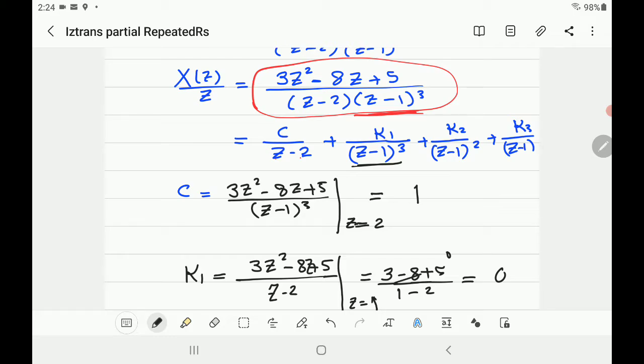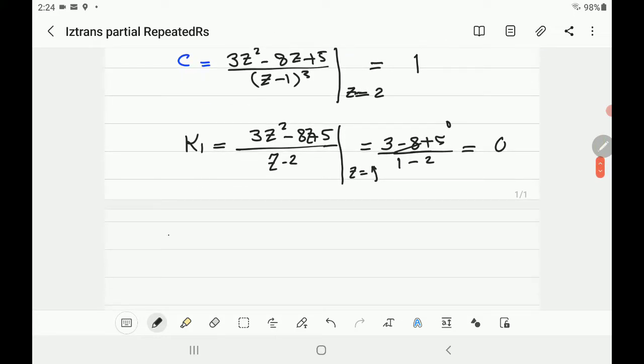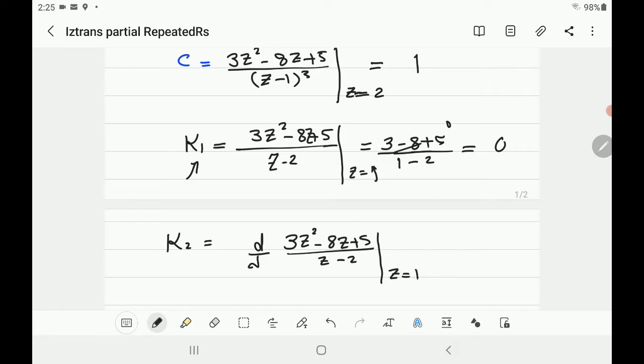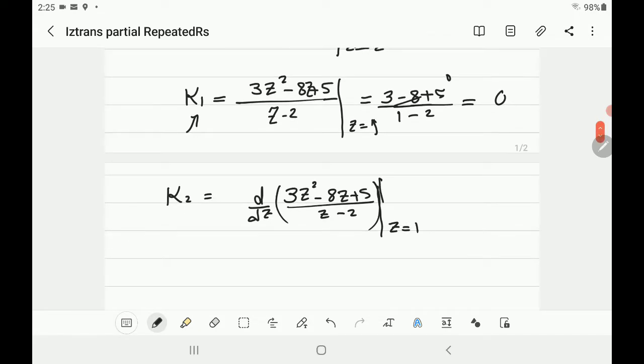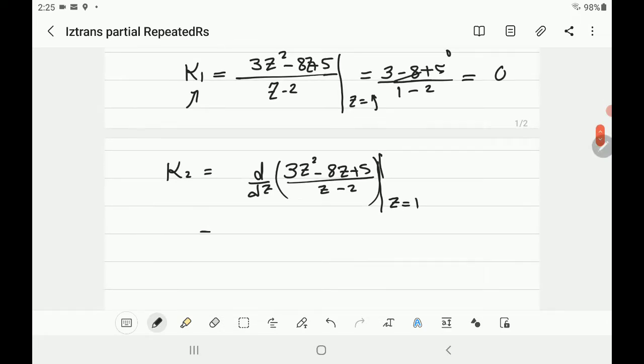But this one, there is an expression. What you'll do for k2, you write this expression, 3z squared minus 8z plus 5 over z minus 2. The same expression you used to find k1, just write it here. Do not substitute by z equal to 1 because you'll get the same result. Differentiate this expression. Find the first differentiation of this expression, and then after you find the differentiation, substitute by z equal to 1. Okay? Well, let's just differentiate this one together.